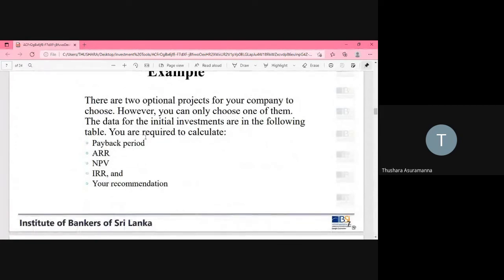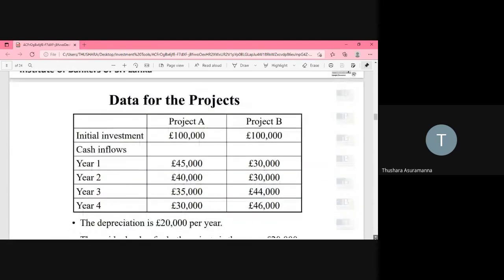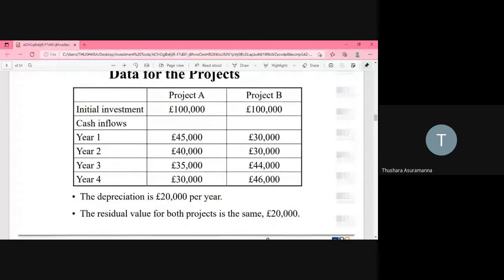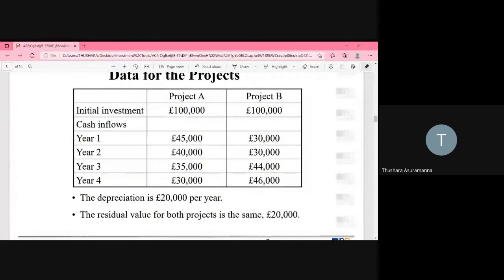So this is an example where we are trying to understand 2 projects. As a company, we need to choose one of them. Initial investment data has been given, and then we are supposed to compute payback, ARR, NPV, IRR, and we need to give our recommendations. So that's basically our task today. Right. So if you go to the data for the 2 projects, right?